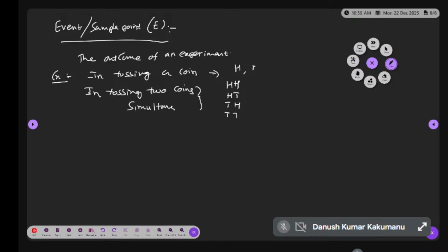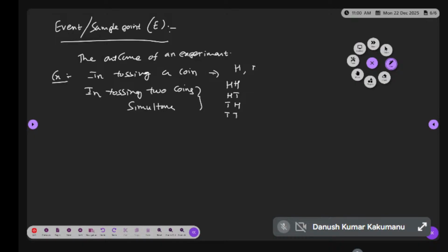Observe here, at most one head, what are the favorable outcomes? At most one head means a single head or no head. How many have no head here? This is no head. So the answer is 3 by 4 for at most one head. Is it clear to all of you?